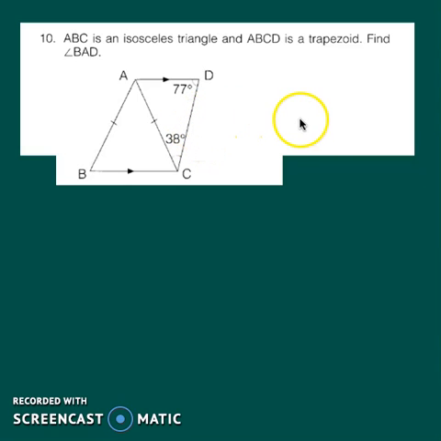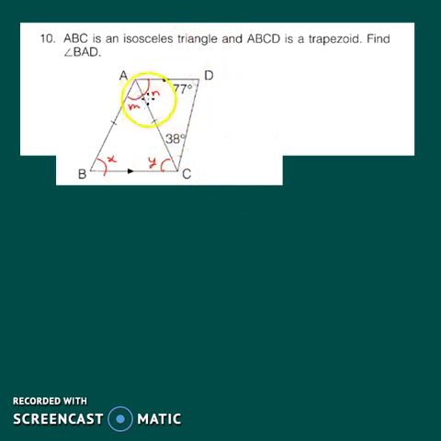ABC is an isosceles triangle and ABCD is a trapezoid. So we are to find the angle BAD, and notice that it is the sum of two angles we have here, this one plus this one. So I'm going to go ahead and name some angles. I'm going to call these M, N, and then I'm going to call these two X and Y. Okay, that helps us out.